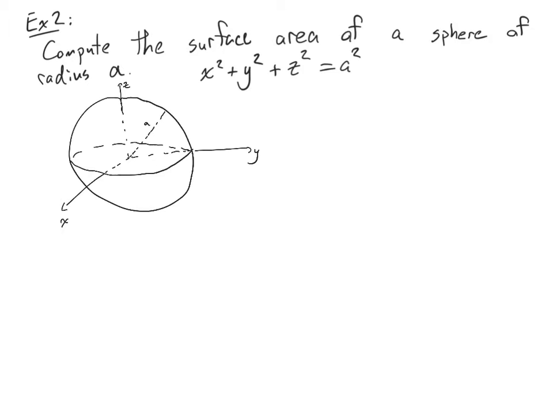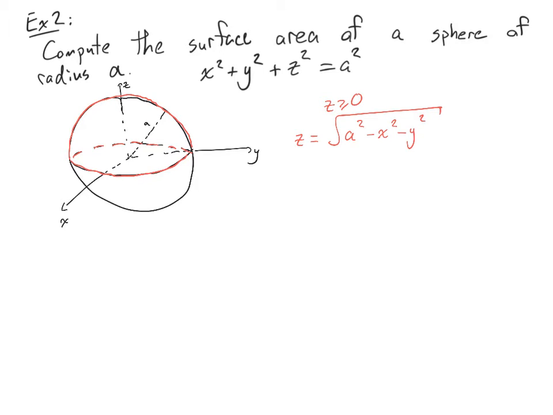So in order to find the surface area, I think we only have a formula for surface area of graphs of z equals f of x, y. So I'm going to first restrict to z being positive so that I can solve for z as the square root of a squared minus x squared minus y squared. What I'm doing is restricting to the upper hemisphere. And now I'm just going to find the surface area for that and double it.